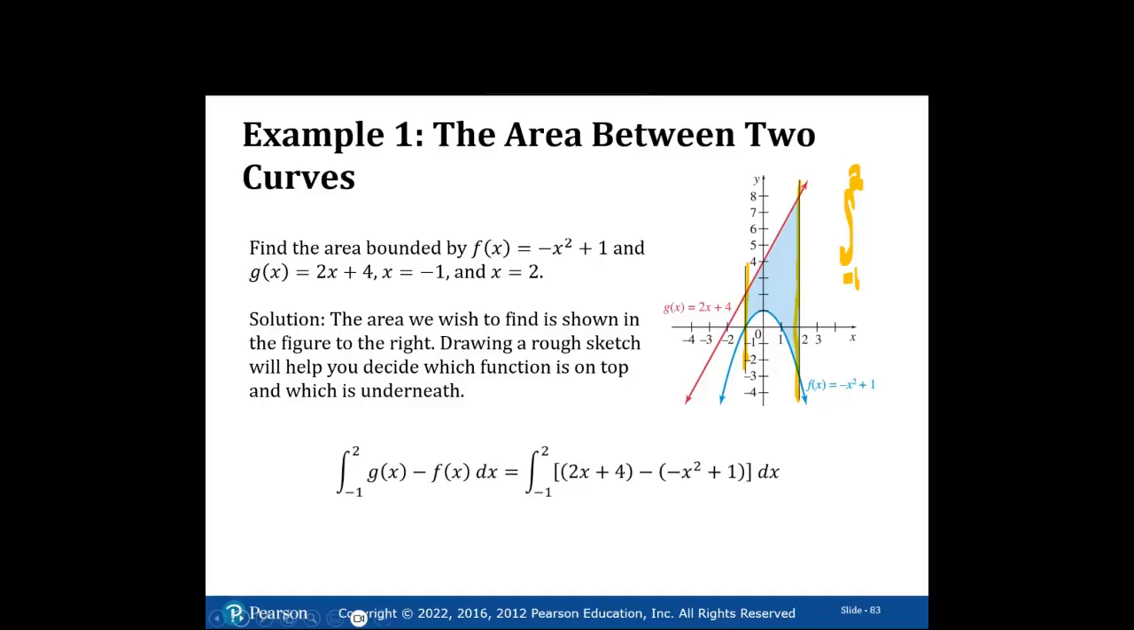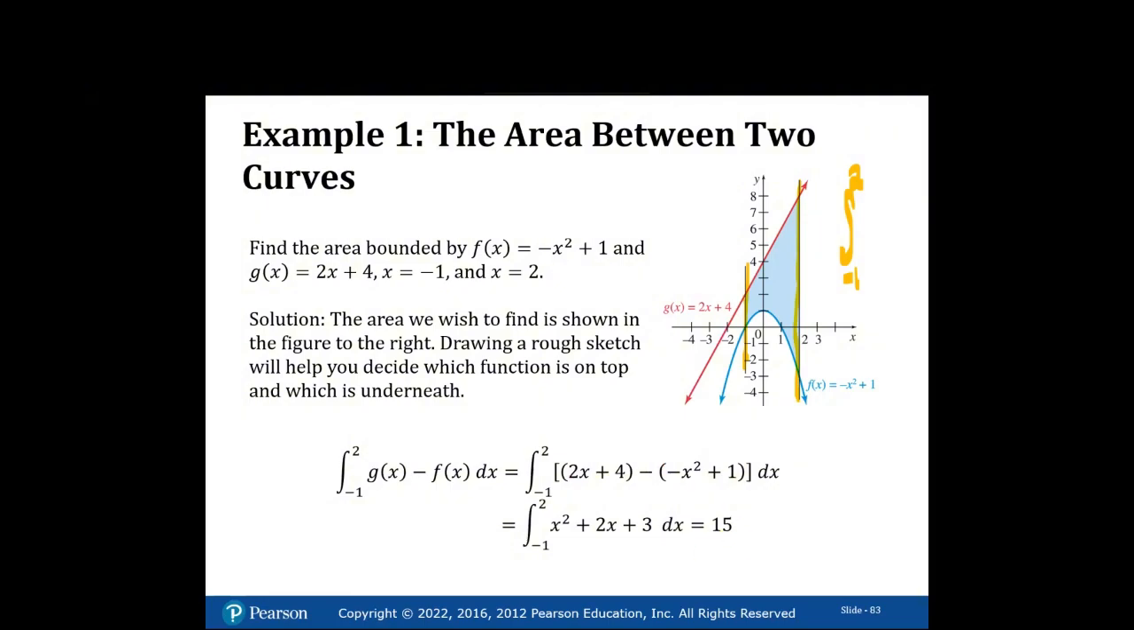So here, g of x is actually the top function, and f of x is the bottom. So then our integral has to be g of x minus f of x. So we have 2x plus 4, parentheses, minus negative x squared plus 1. Parentheses keep you from maybe missing a negative distributed, okay? So then we just plug it all in. We simplify it out, so I get x squared plus 2x plus 3. And when you do that definite integral, you'll get 15.